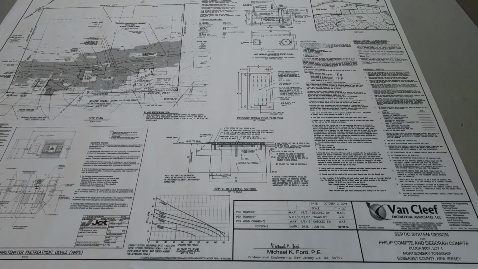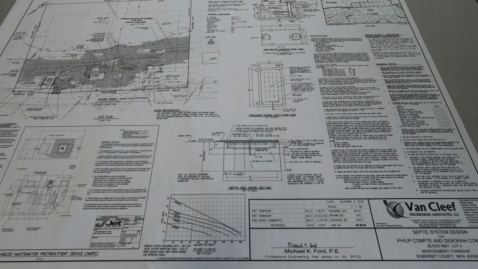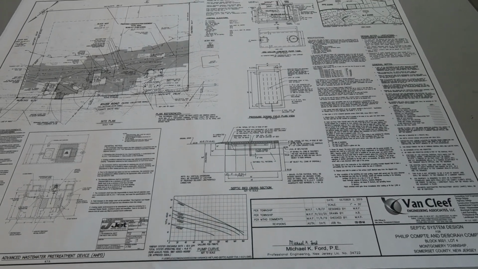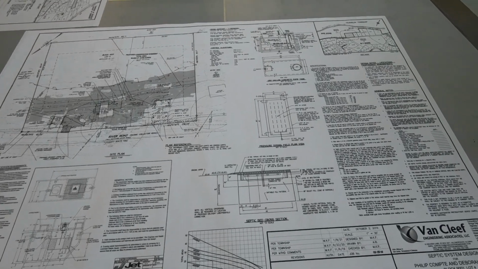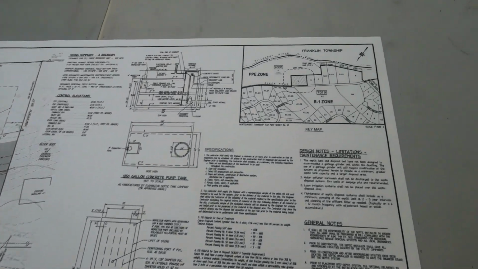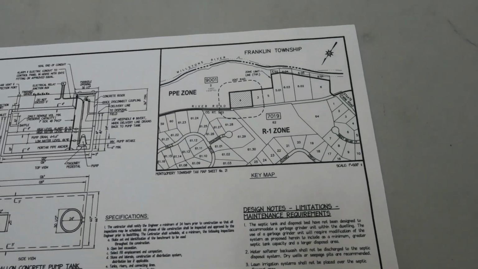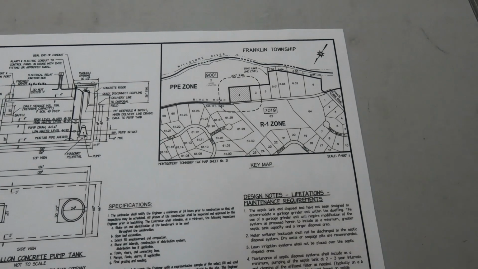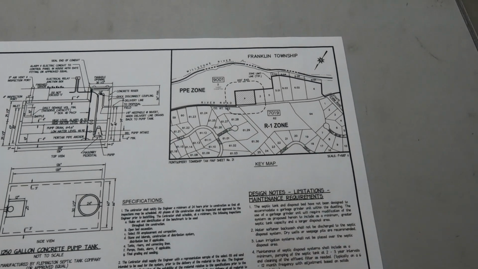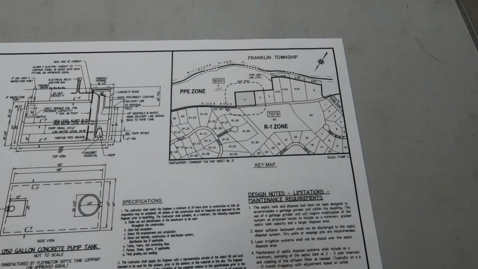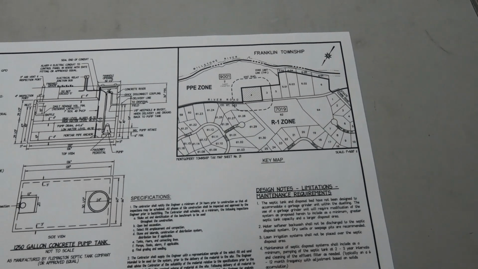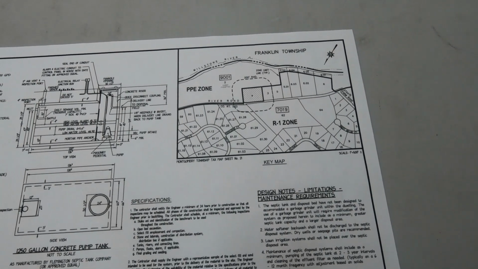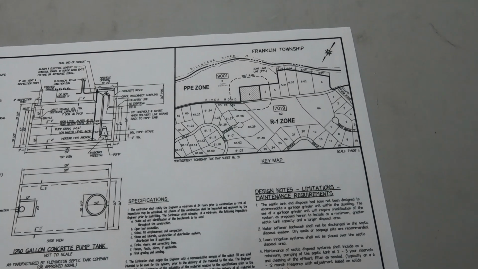For new construction or for any type of reconstruction, there's likely going to be a set of plans, and you should familiarize yourself with them. So specifically for the company that I work for, Van Cleef, we have a key map. This helps you locate the property more in general, and a lot of the time we also list the address of the property on the plan, so that way it's easy to find when you're going to do the inspection.